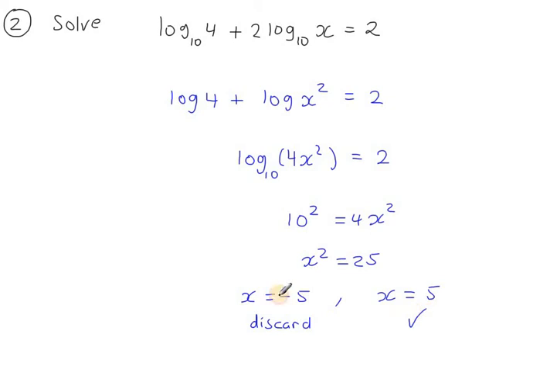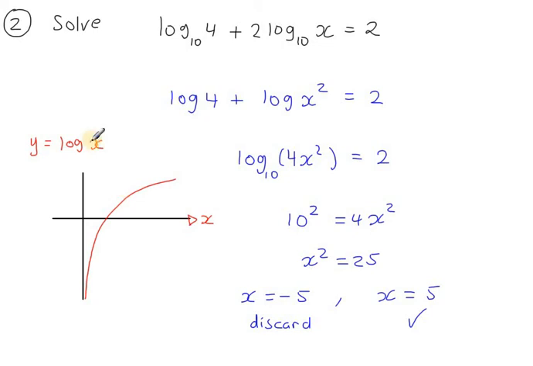And graphically, there's a reason why we can't have the log of a negative number. So y equals log x. X values have to be greater than 0. We have an asymptote on the y-axis, so x values have to be greater than 0. We can't have the log of 0, we can't have the log of any negative value. Only positive real numbers. So discard solution.